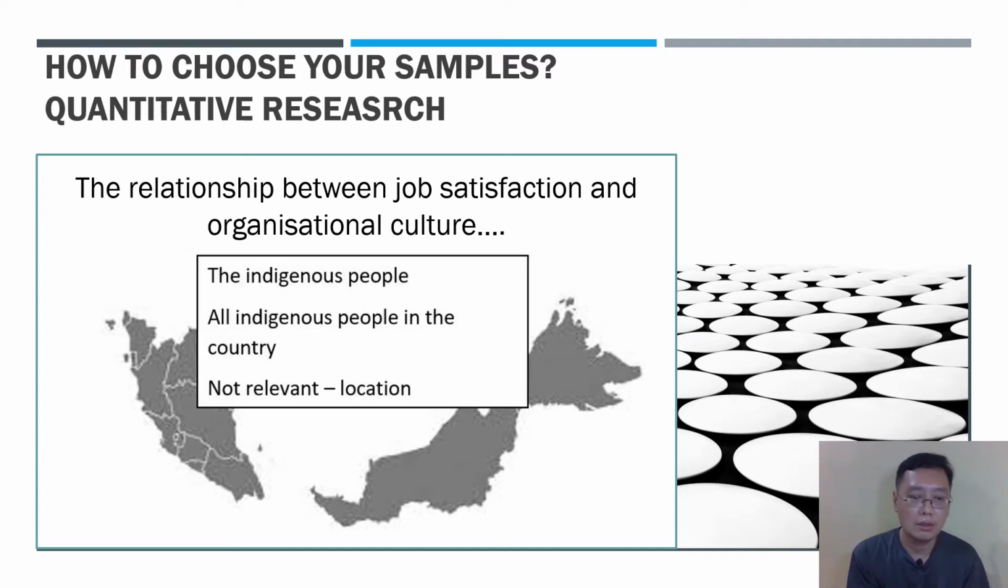Or are you looking at the relationship between job satisfaction and organizational culture among the indigenous people? If that's the case, then you need to know where they are. In another word, you might not really consider how many states and the populations and so on, but your target is indigenous people. And you might not consider which companies they are in, which industry they are in, but basically you are just interested in the people, that is the indigenous people, okay?